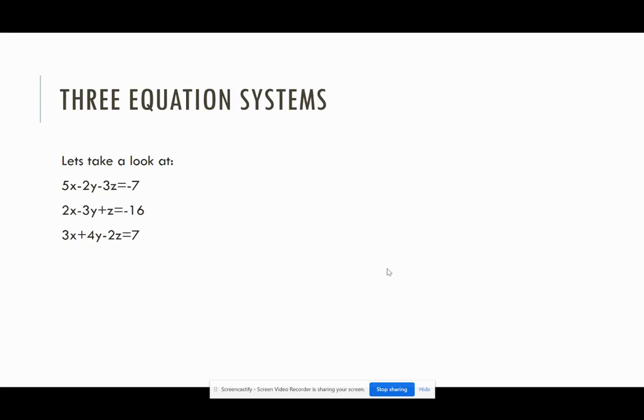Now we're going to go through a 3-equation system. Basically, with a 3-equation system, you're using systems multiple times. I would say probably 4 different times you're going to use it. So you might use elimination 3 times, and you might use substitution once. It's going to be using elimination a few times. It is tedious, but it is something that's good to know.